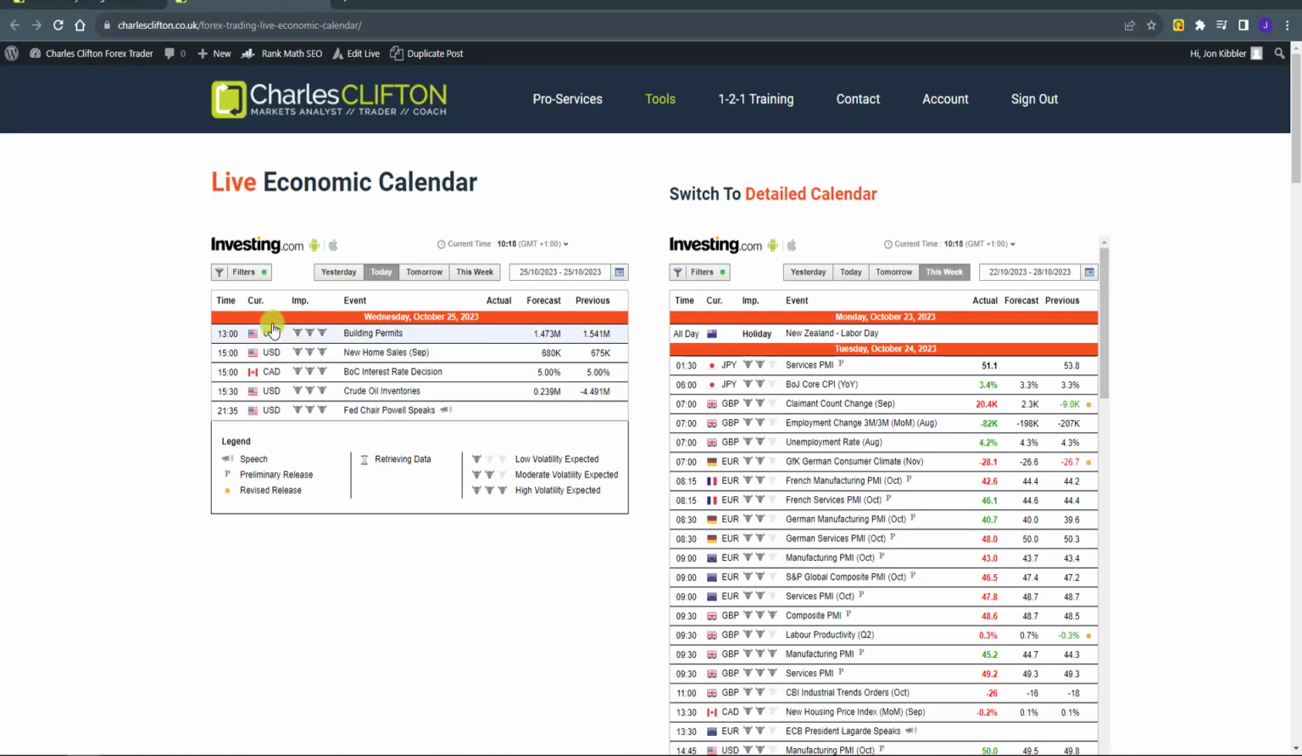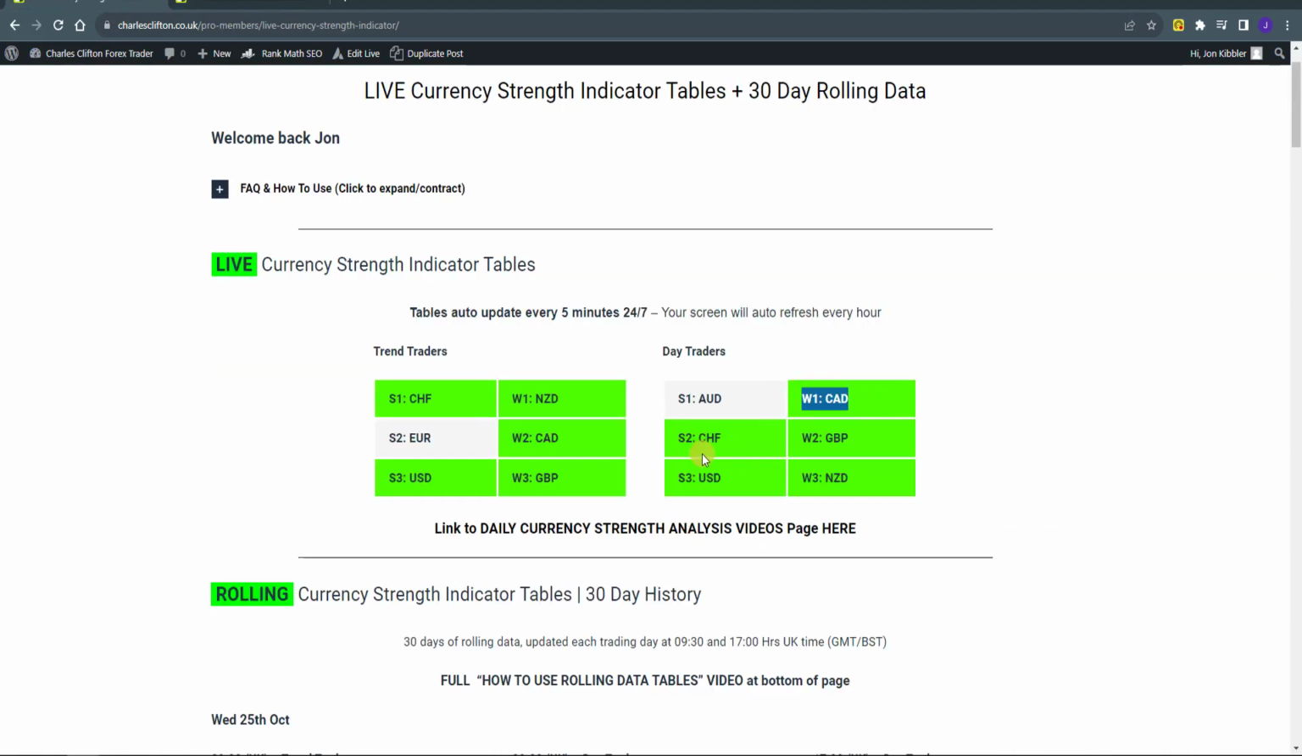What I would say about that though is on the slate today we have got lots of US dollar data coming out. We've got building permits, new home sales, and we've got the Federal Reserve Chairman Powell speaking today. In other news, we've got the BOC interest rate decision as well. So that's obviously going to impact CAD.